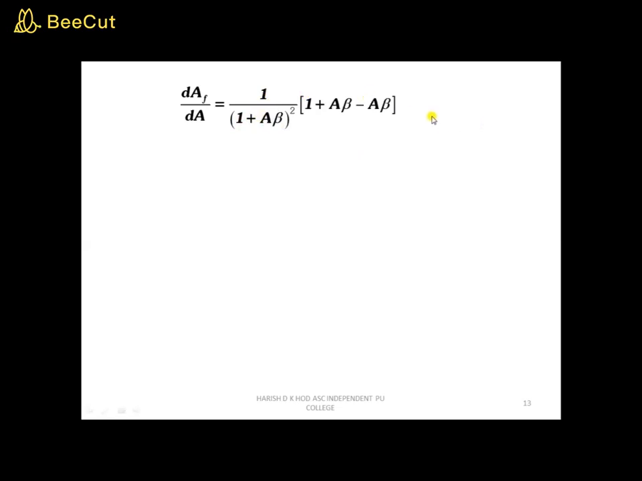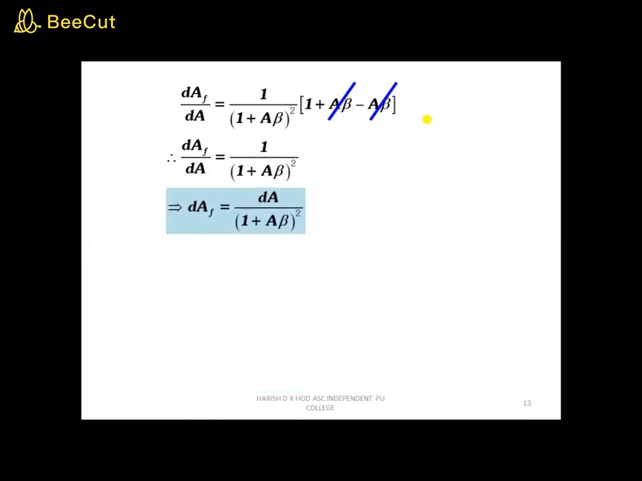So next, what do we do? Plus A beta minus A beta, let us cancel. If we cancel, we get this equation, that is d by dA of AF is equal to 1 divided by (1 plus A beta) whole square, and this can be rearranged as dAF is equal to dA divided by (1 plus A beta) the whole square.